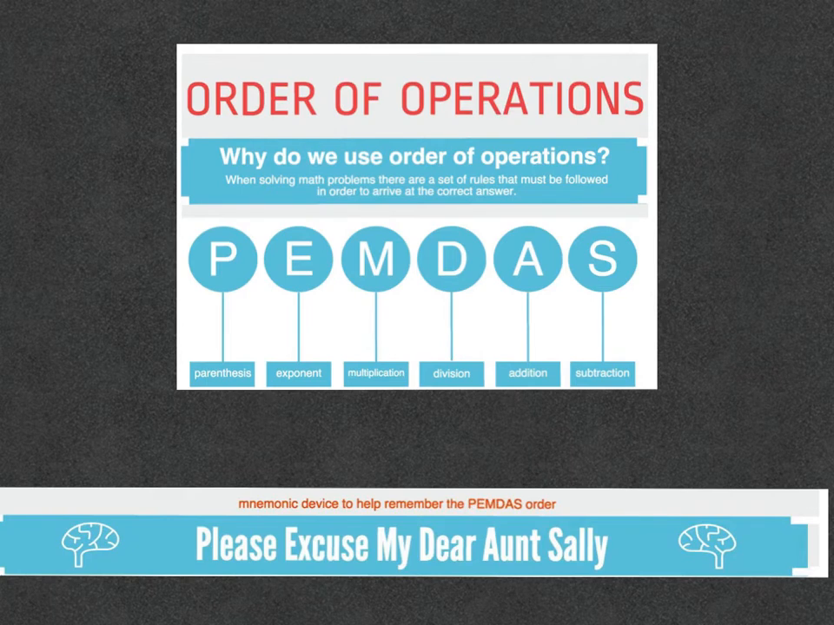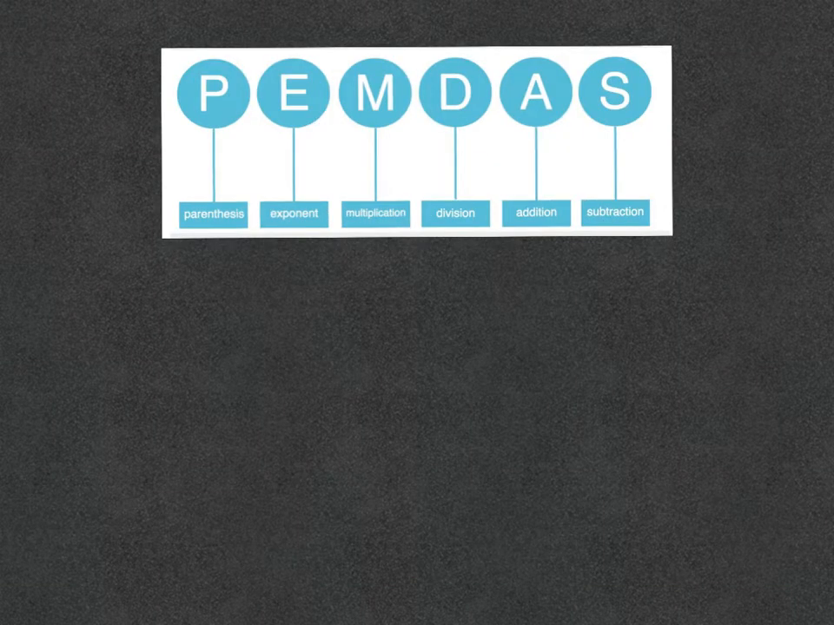All right, everybody. Another video about order of operations. This time we are going to have some exponents involved. So just a quick reminder about this. PEMDAS is our mnemonic device to help remember which order we need to go to solve our problems. Please Excuse My Dear Aunt Sally is another mnemonic device to help you solve these problems and remember the steps.